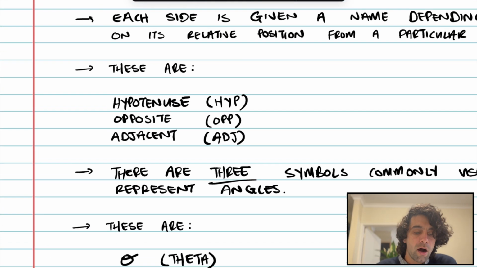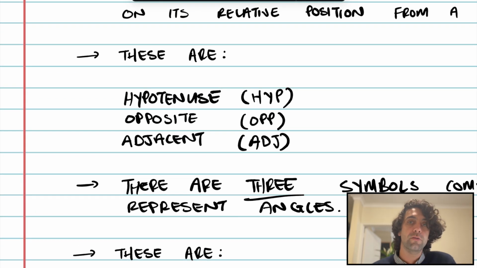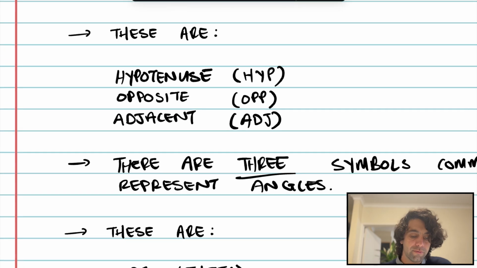These are going to be our hypotenuse, which is always the longest side in the triangle. It lives directly opposite the 90-degree angle in our right-angled triangle. We have the opposite side, which is the side that is furthest from the angle that we're referencing. And then we have the adjacent side, which is touching, and is adjacent to, our angle of reference.